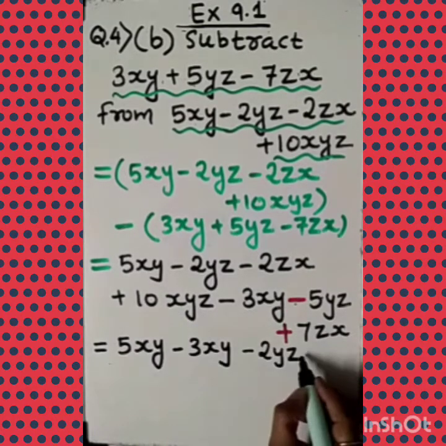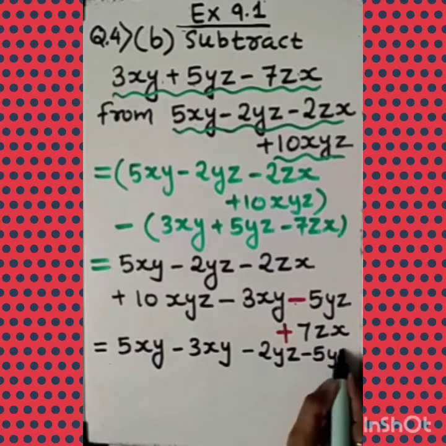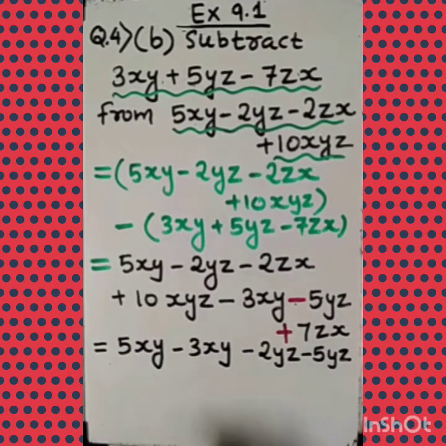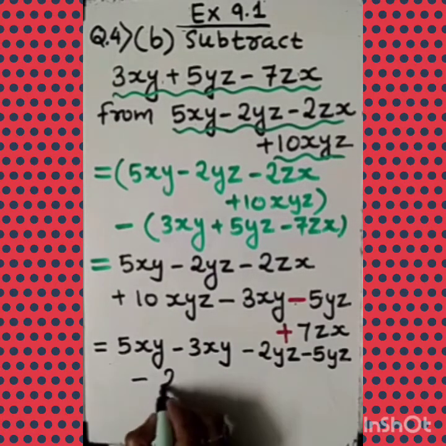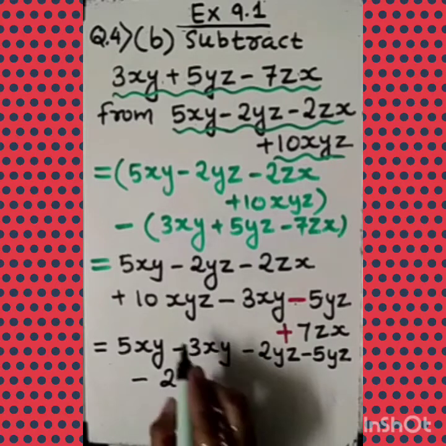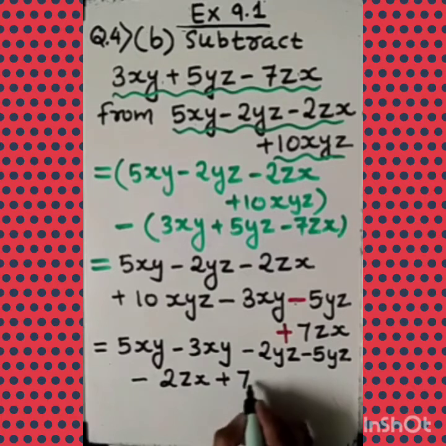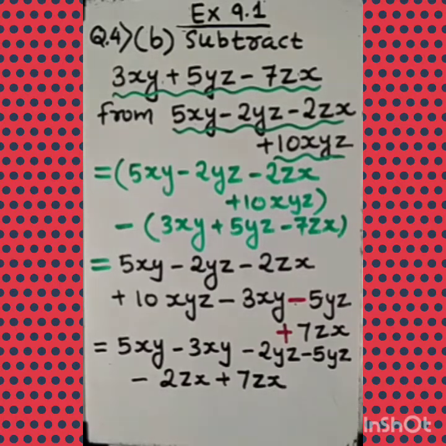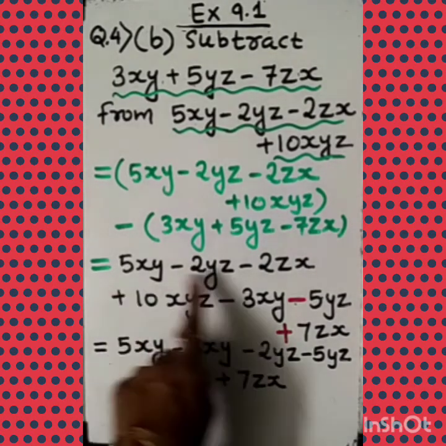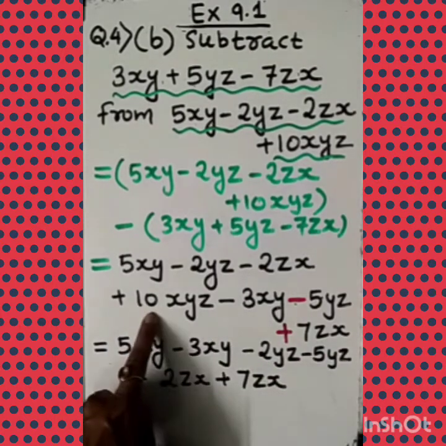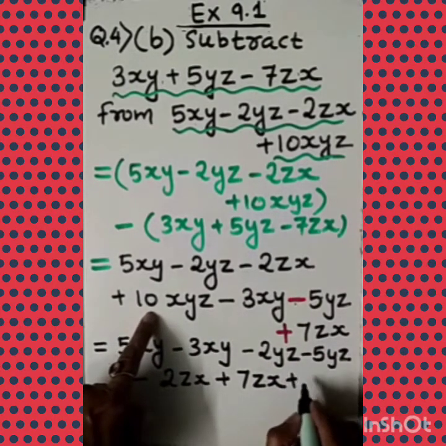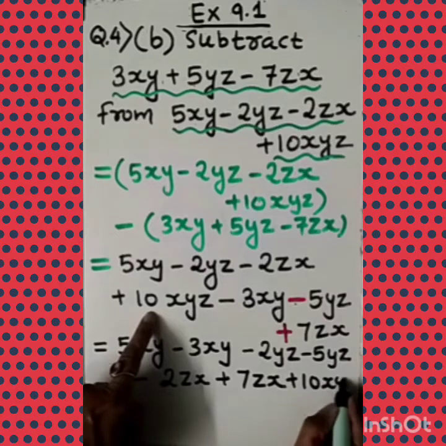Yes, it is minus 5yz. So this is here. Now here next minus 2zx. Any other term which is zx? Yes, of course, this is 7zx. So which term is left alone? All these 6 terms are used, so only this term is left alone. So let me write it at the end.